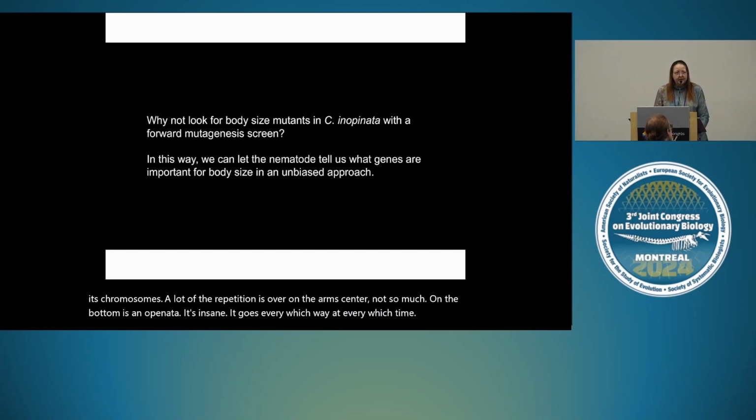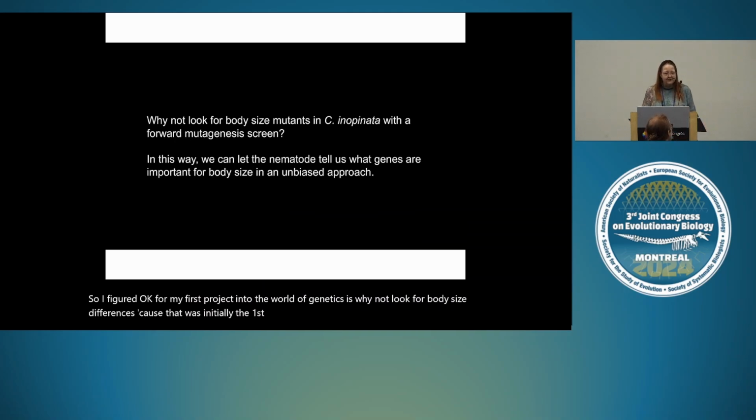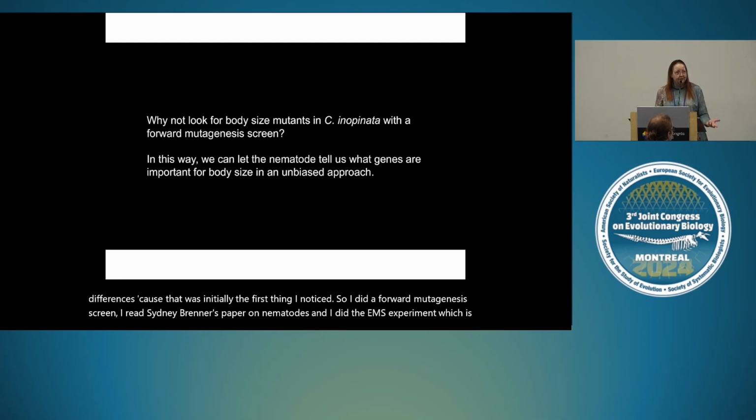So I figured, okay, for my first project into the world of genetics, why not look for body size differences, because that was initially the first thing I noticed. So I did a forward mutagenesis screen. I read Sydney Brenner's paper on nematodes, and I did the EMS experiment, which is ethyl methanesulfonate. And I figured, okay, why not?